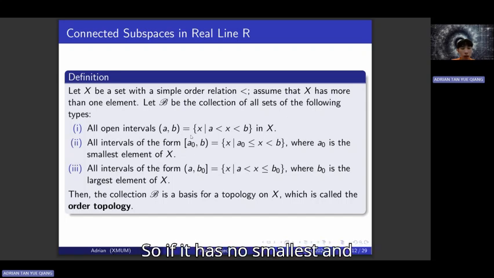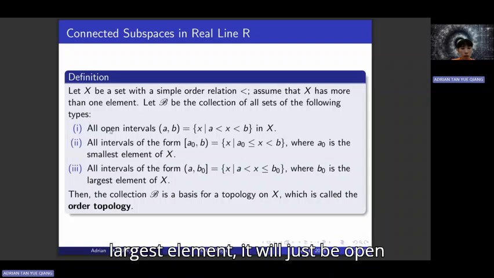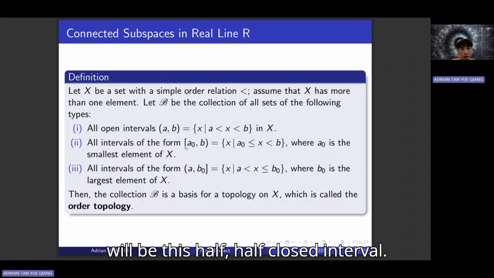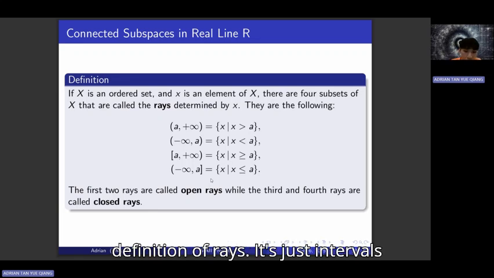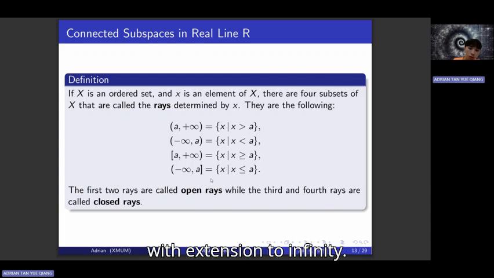If it has no smallest and largest element, then it will just be an open interval. If it has the smallest, then it will be this half closed interval. The third one is as follows. Again, we talk about the definition of rays. They're just intervals with extension to infinity.